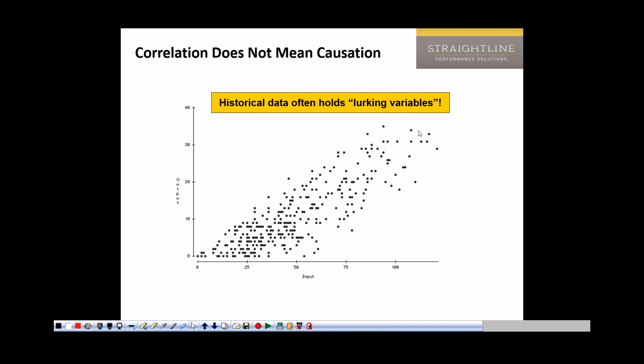Historical data often holds lurking variables. For example, what if on my x-axis is ice cream sales, and on my y-axis is drowning deaths? Well, it certainly looks like those two things are correlated. In fact, they are. But we want to be careful about not saying one causes the other. I mean, maybe it does. Maybe mom was right, and you need to wait a full hour after you eat to go swimming, right? But seriously, what's probably driving this is weather, right?